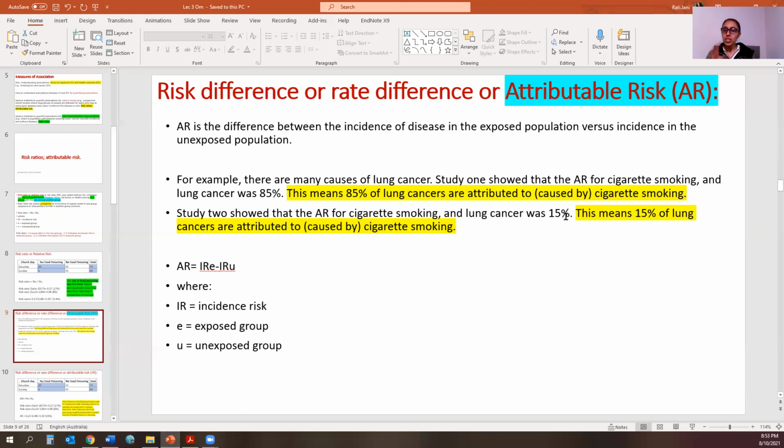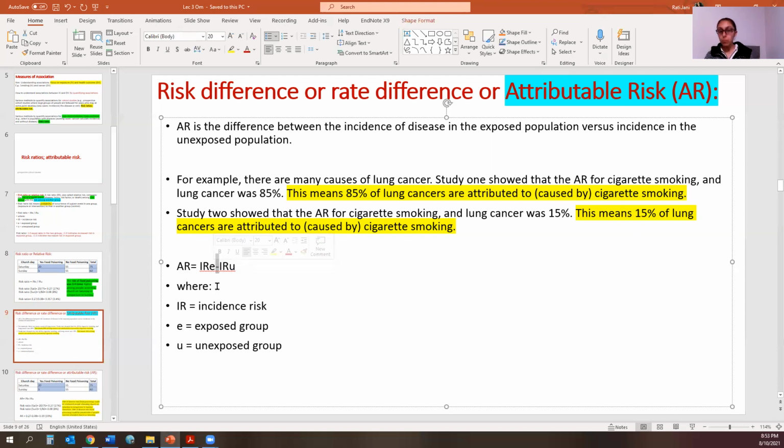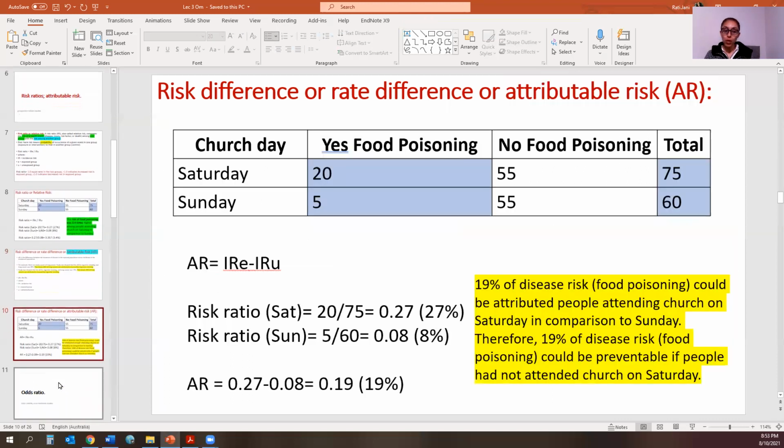Okay, so this is what it means. This is how you can understand the difference. Now the formula is again very simple. Attributable risk is where you have your exposed group and your unexposed group, and you are subtracting them.